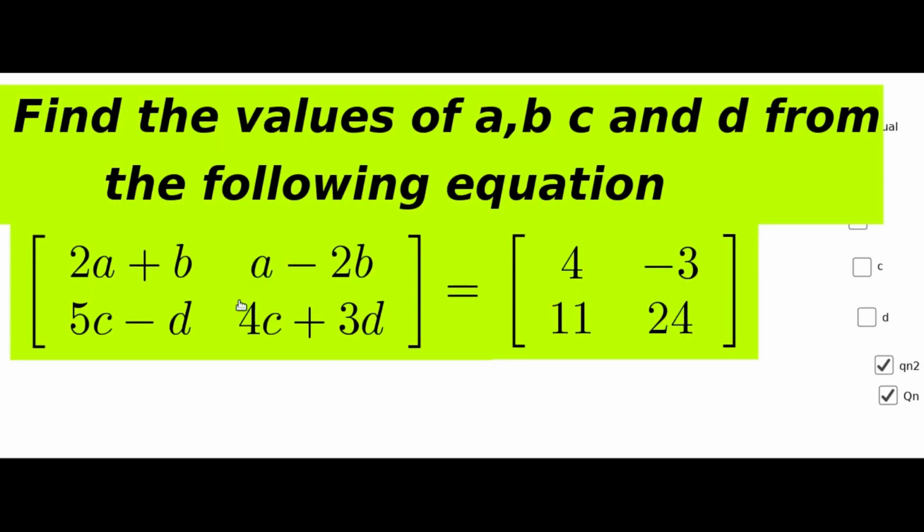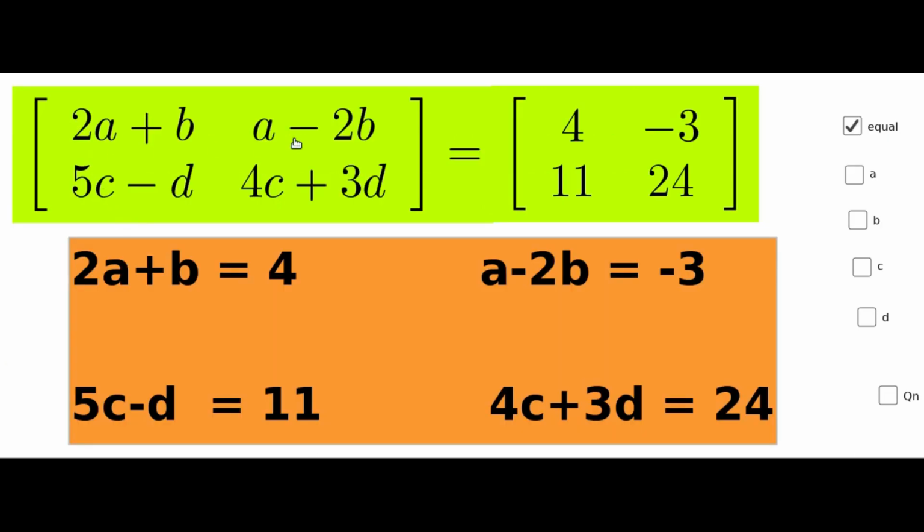Consider the question. Find the values of A, B, C and D from the following equation. Matrix 2A plus B, A minus 2B, 5C minus D, 4C plus 3D equal to matrix 4, minus 3, 11, 24. From this, we have to find the values of A, B, C and D. We can use the property of equality of matrices. Since these two matrices are equal, we can equate the corresponding elements.